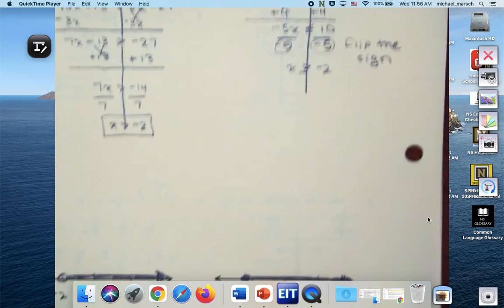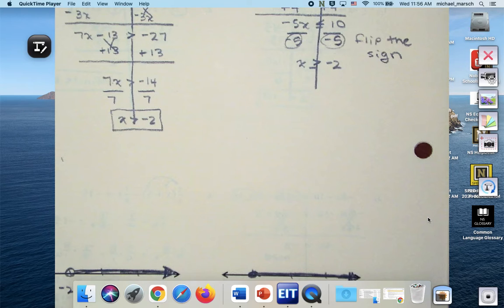So the circle is closed if it's like greater than or equal to? Correct. Or less than or equal to. If it has that or equal to situation, that's when you fill it in. Yep, that means it can be that number. That's the universal symbol in math.